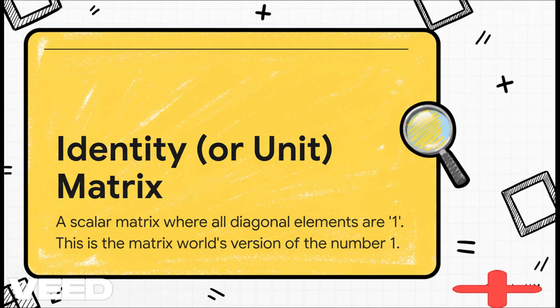And why is that so important? Because in the world of matrices, this guy acts just like the number 1. If you multiply any matrix by it, nothing changes. And that is an incredibly useful trick.